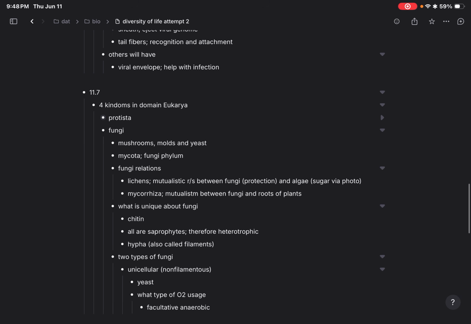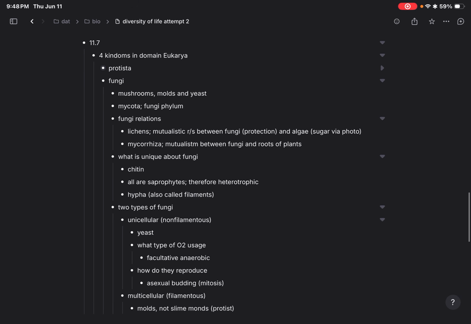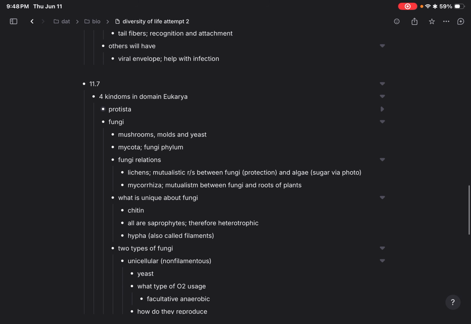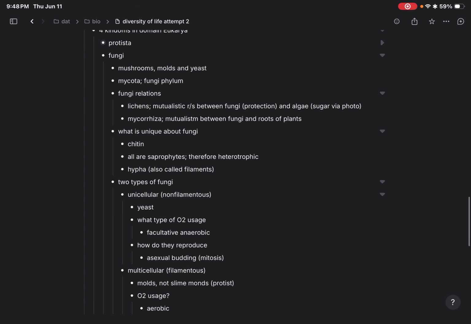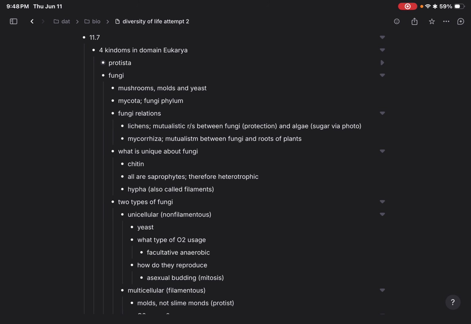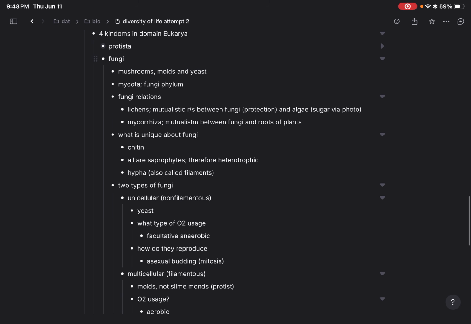Fungi. So fungi, three examples: mushrooms, molds, and yeast. So that's the difference between fungi and protista. Fungus-like protists are called slime or water molds. Fungi are just molds. So the word mycota refers to the fungi phylum, so it's not really that important.